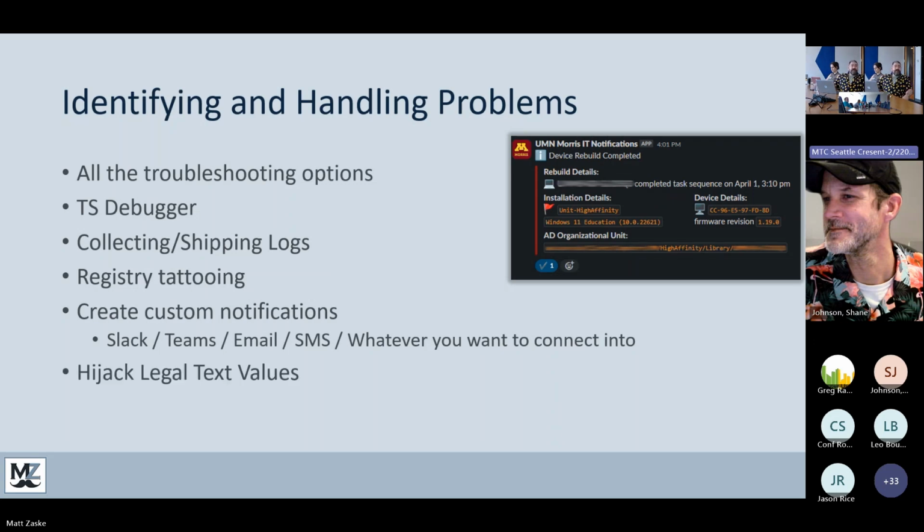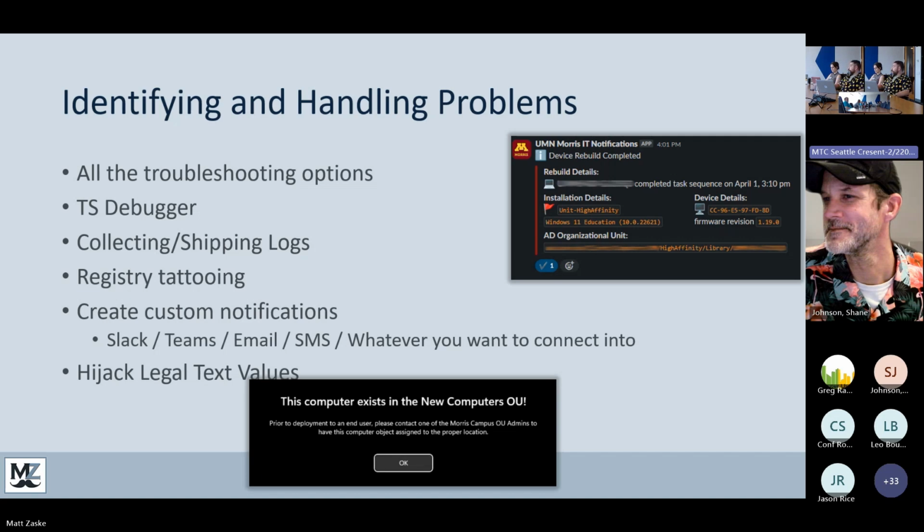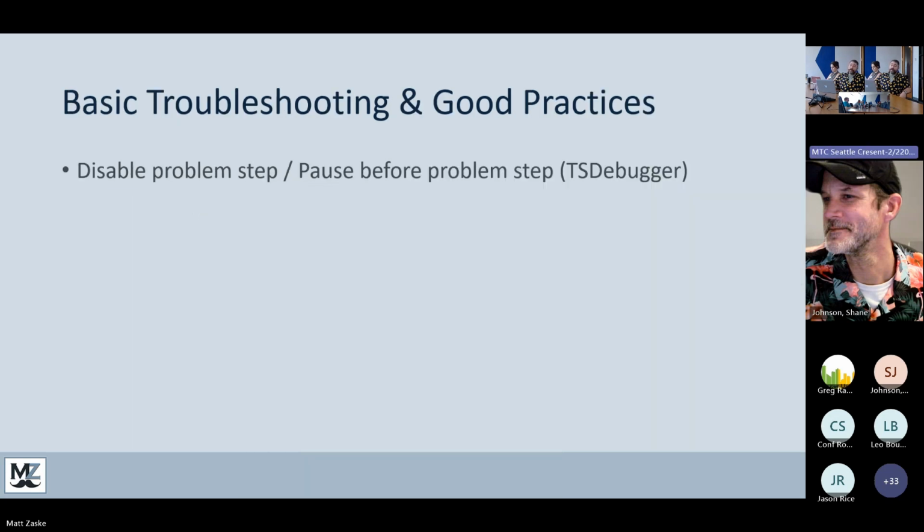To that end, I also hijack legal text values. A brand new bare metal build winds up in a generic new computers OU, and so I just steal the Control-Alt-Delete text, as it were, for a time. That's more for my other techs to say, here's a device that got built out. They walked away, came back a day or the next morning, and we need to make sure that object gets to where it needs to be, which is a manual step for us for other reasons. We don't want that device to go out to a user like that, because it's still not done. So that's how I handle some of that.